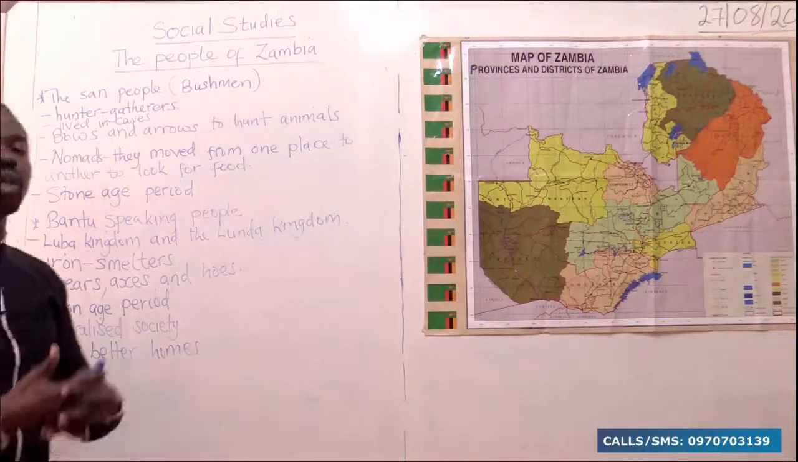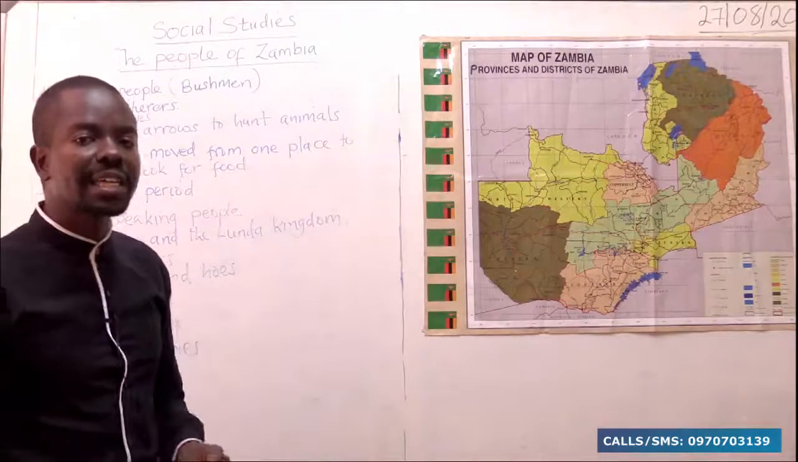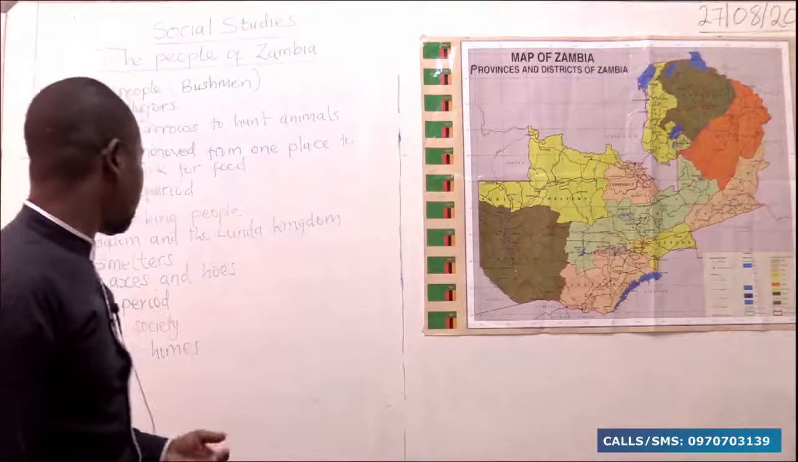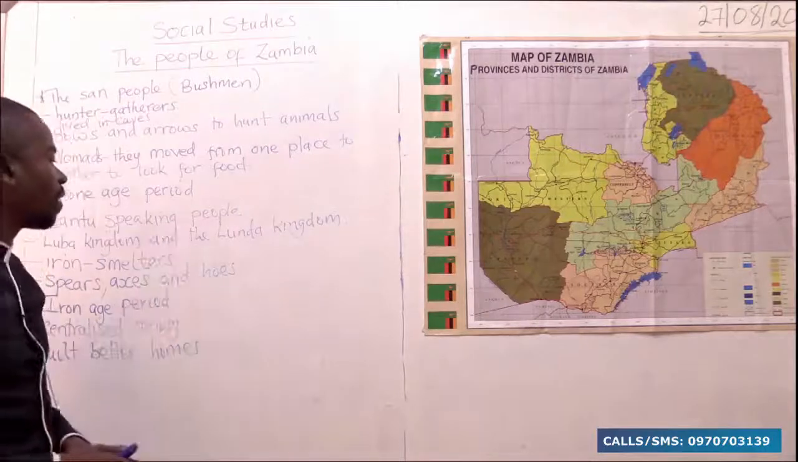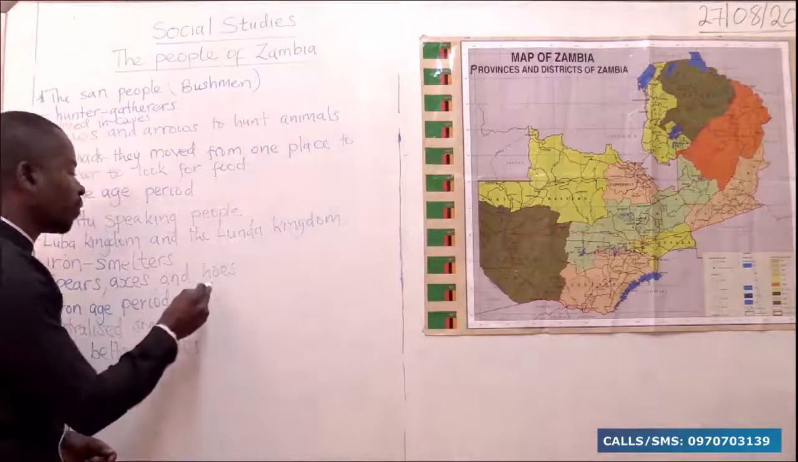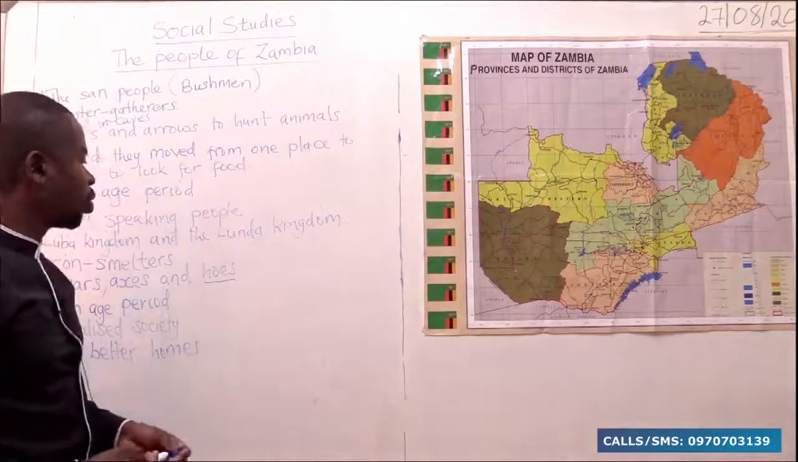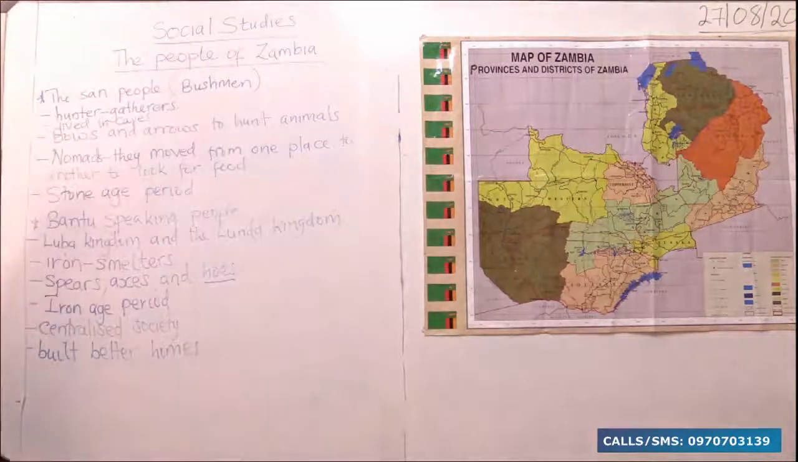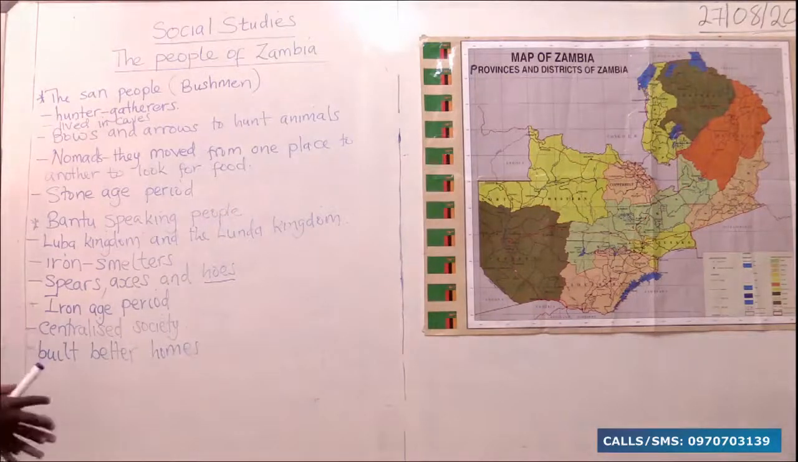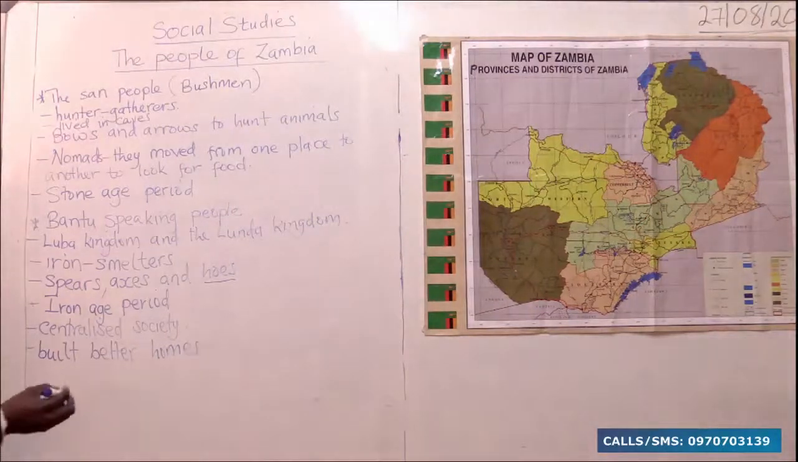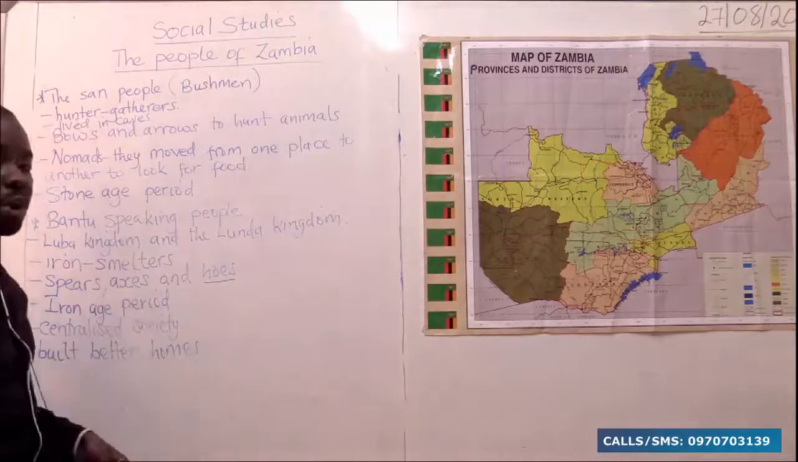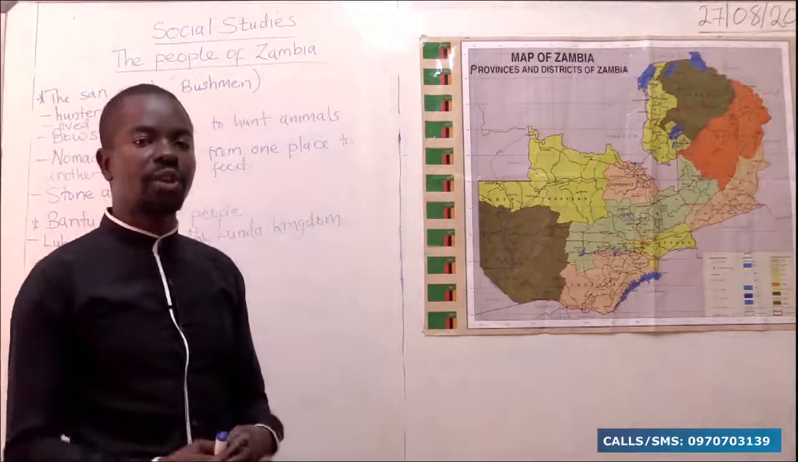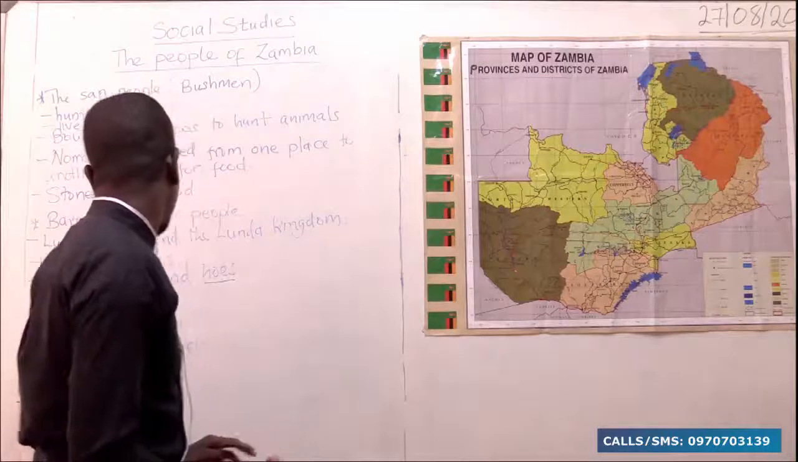They used axes in order for them to cut down trees. They used hoes in order for them to plow or cultivate the fields. I've also said that the Bantu-speaking people lived in what is known as the Iron Age period.